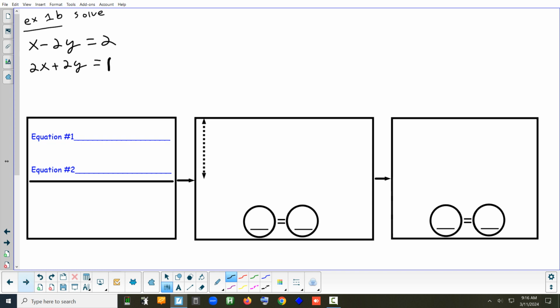Okay. So example 1b. It's x minus 2y equals 2, and 2x plus 2y equals 1. Okay, you want to write those above the box for now. Don't put them in the box yet. Because before they go in the box, what do we have to make sure? That they line up. We've got to make sure they're lined up. Okay. What are we looking for when they're lined up? Like how do you know if they're lined up?